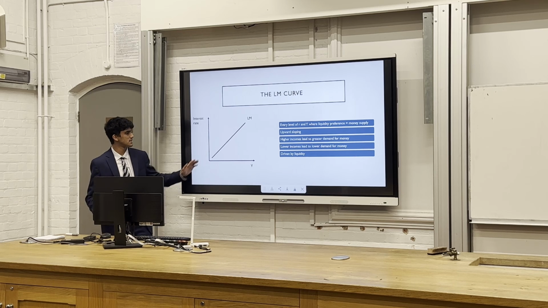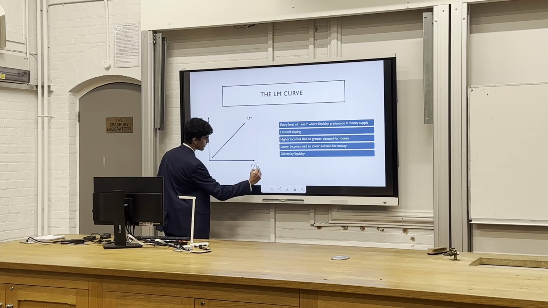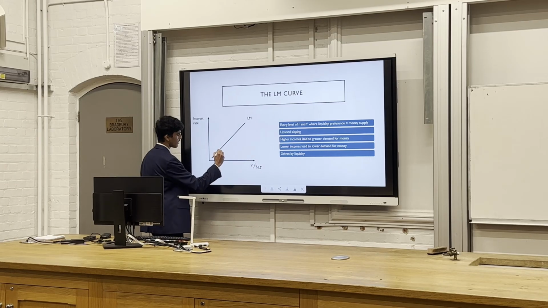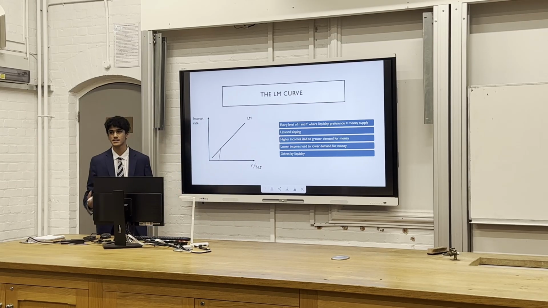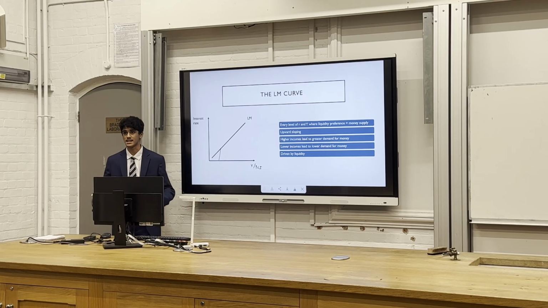This is the LM curve. As you can see, it's different from the other one. It's upward sloping. This is because, if you imagine this to be national income for now, because at equilibrium they're both the same. At low levels of national income, consumers have less income, there's less output being produced, there's less demand for cash because there's just less things to buy.